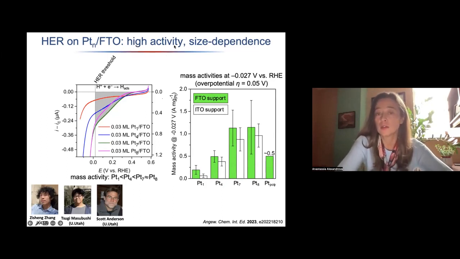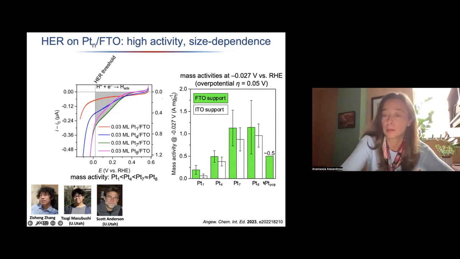First, we see high activity, much higher than polycrystalline platinum. Here's a comparison of platinum cluster sizes of 1, 4, 7, and 8 compared to what we call platinum poly. And these are on two different supports, FTO and ITO, fluorinated tin oxide and indium tin oxide. You see, some cluster sizes really are much more active than platinum poly.